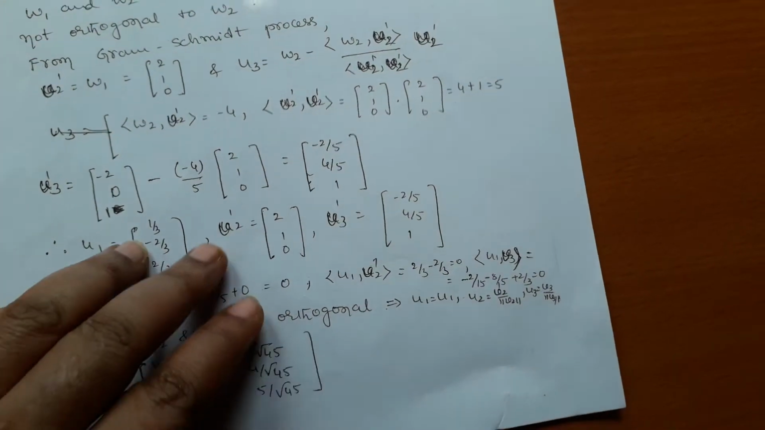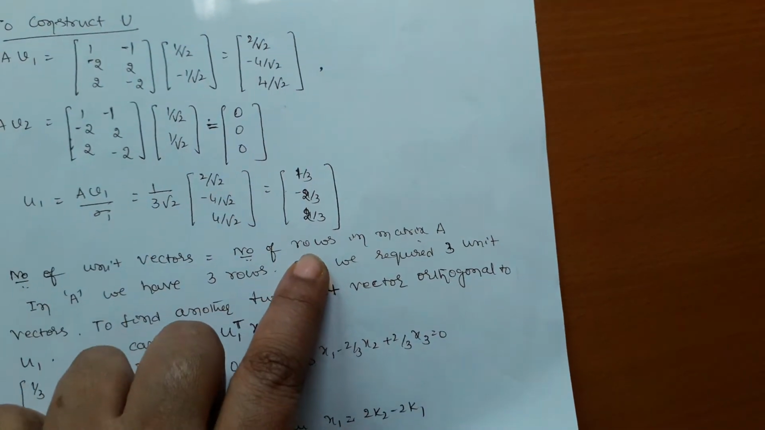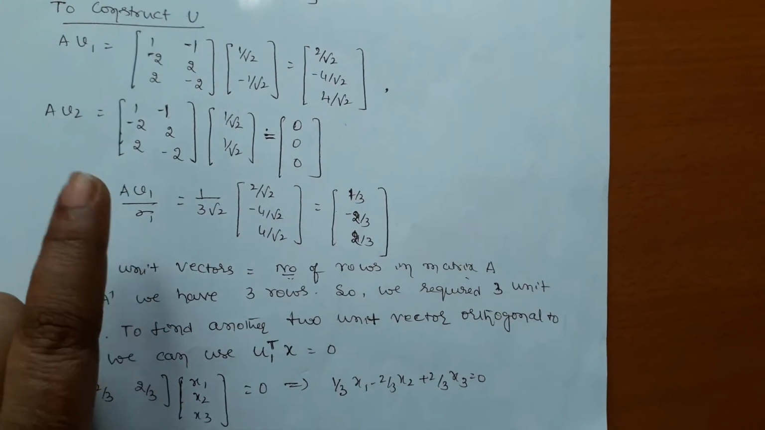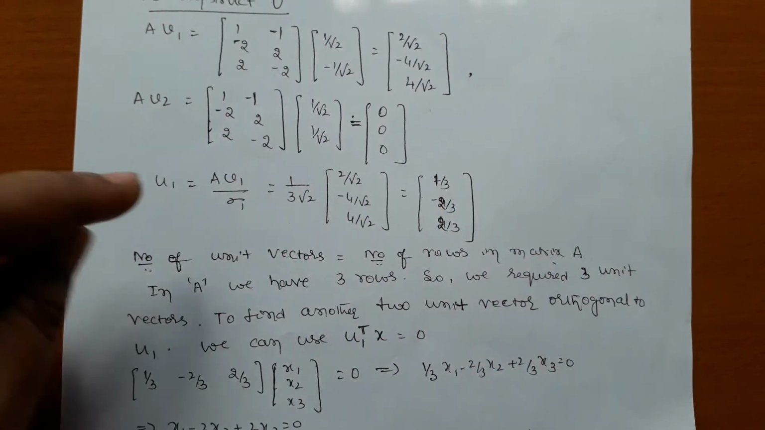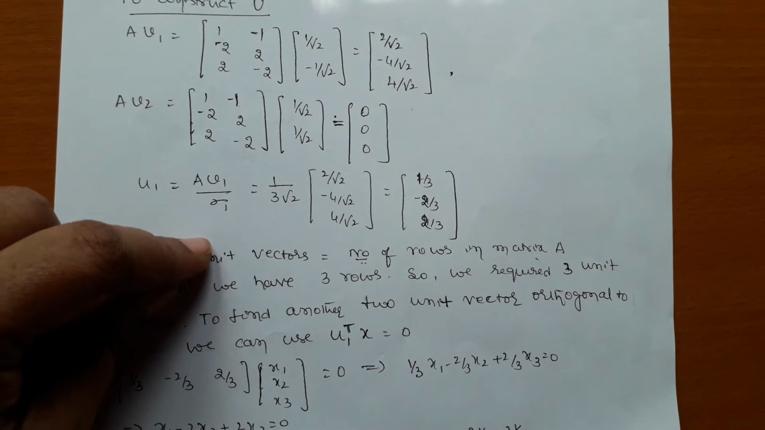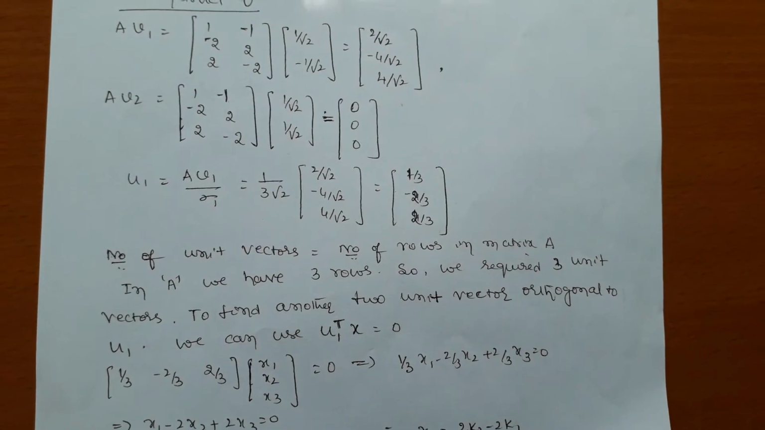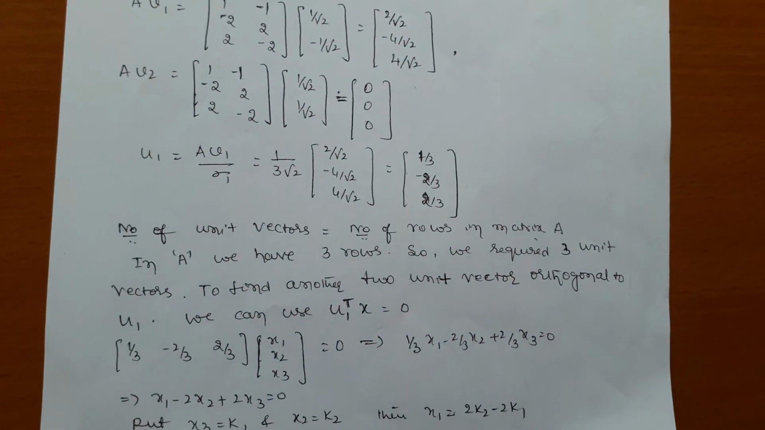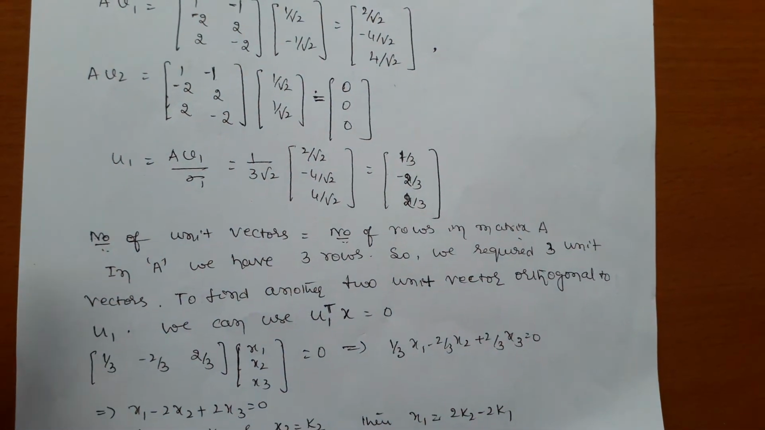See, observe carefully. What is my U1? U1 is already normalized. Please try to understand that, and please take care. U1 we already get as AV1 by sigma 1. We generate W1, W2 because the number of unit vectors must be equal to the number of rows of A, but we get only one U1. I want to find U2, U3.